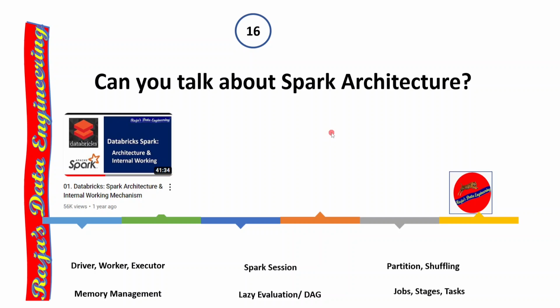So for this question, we majorly need to talk about driver, worker, and executor. And also we have to talk about the Spark session. We can talk about partitions and shuffling, how the partitions are created and how shuffling works. We can also talk about memory management and lazy evaluation. Also we can talk about the execution hierarchy, the execution blueprint: jobs, stages, tasks. Now these are the topics we can cover for this question.